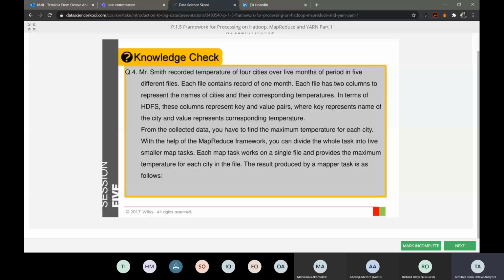Remember what I told you, every node works on its own portion of data in your HDFS. Node 1 in this case will work on the portion of data for month 1. Node 2 will work on the portion of data for month 2. Node 3 down to node 5, where node 5 will work on the portion of data for month 5. So node 1 works on CSV file 1, node 2 works on CSV file 2, and node 5 works down like that.